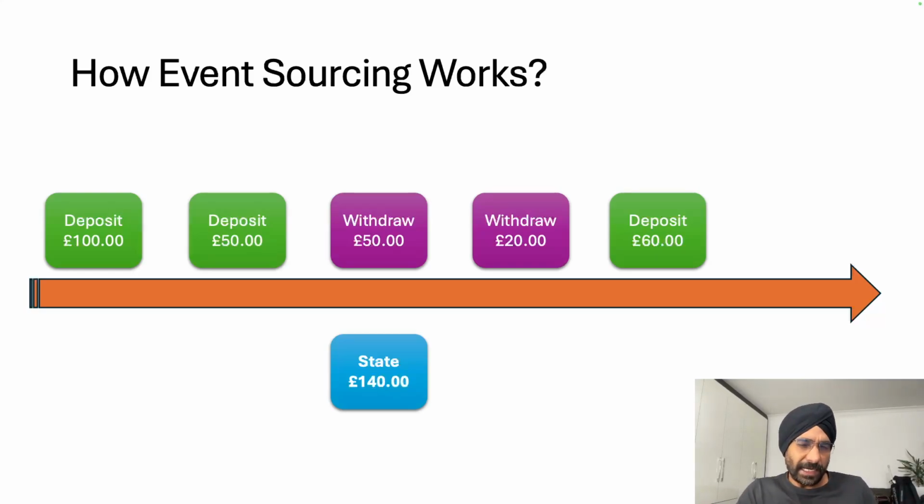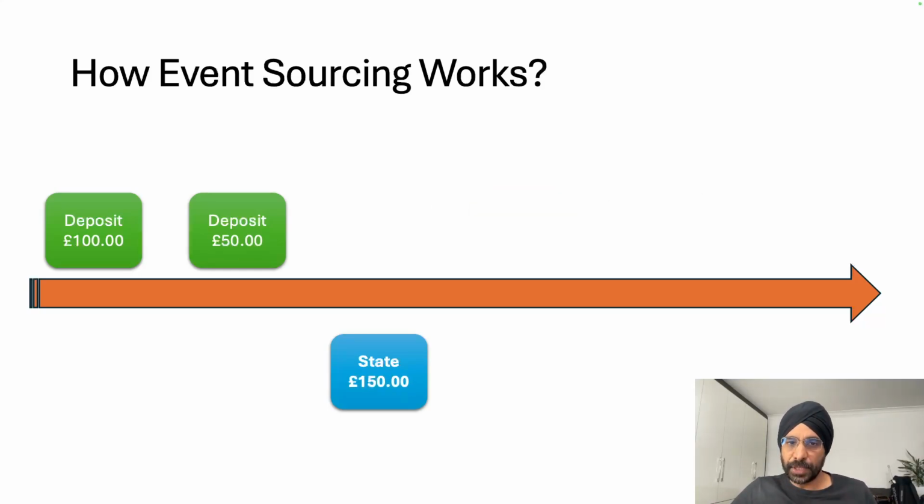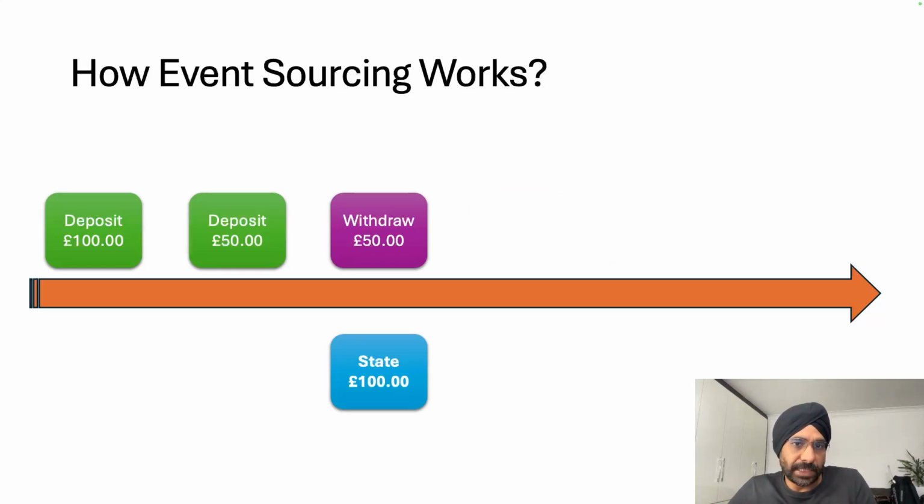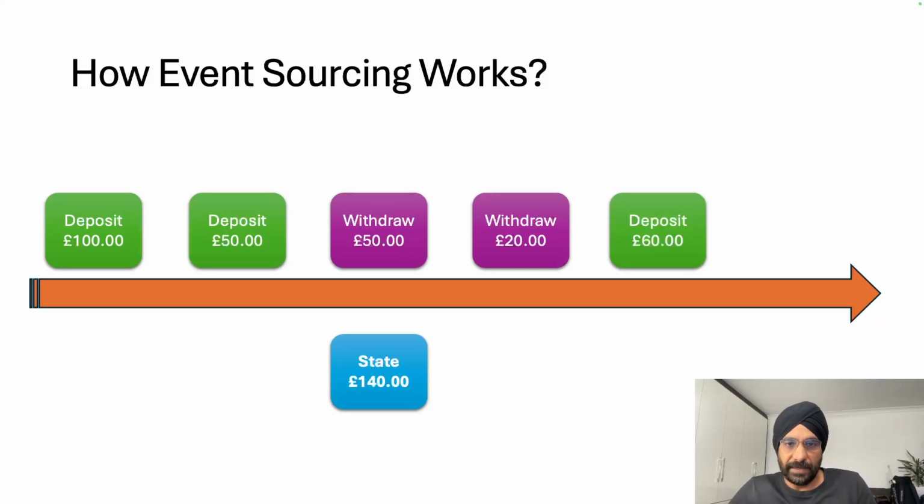Let's say at any point in time, something went wrong in our system. We can go back and replay these events one by one, and check at what point something went wrong. Maybe the state was not calculated properly, or maybe your system threw some sort of exception. The beauty of event sourcing is you can always go back and replay those events.